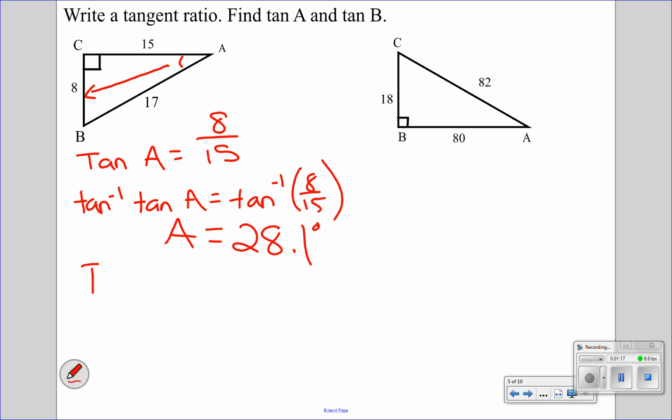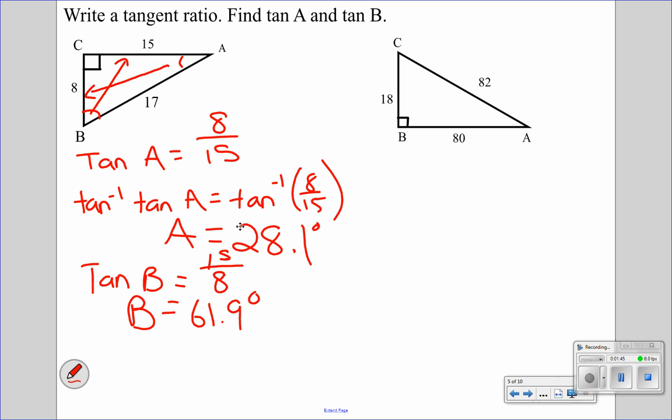The tangent of B means we have to take the side opposite angle B, in this case 15, over adjacent, which is 8. To find angle B, we could do the inverse tangent of 15/8. We could also do 90 minus 28.1, which is 61.9 degrees.